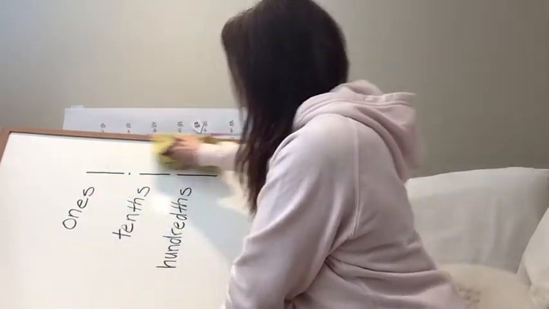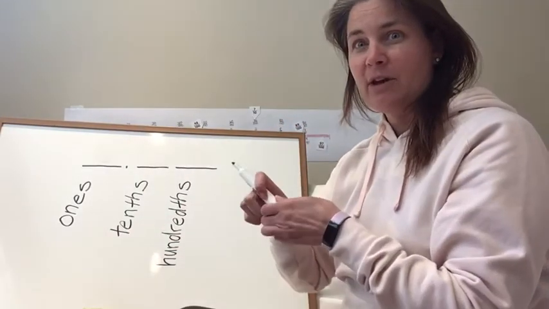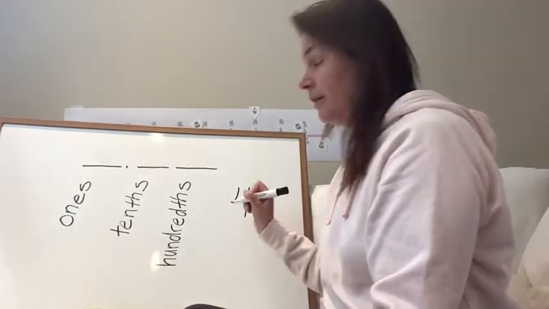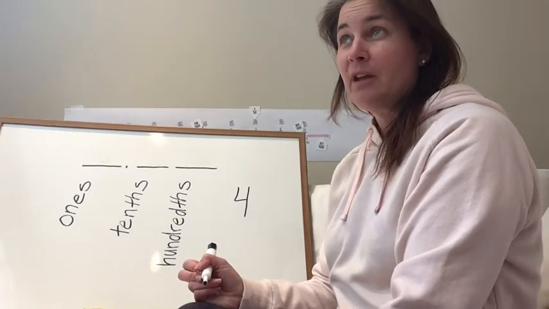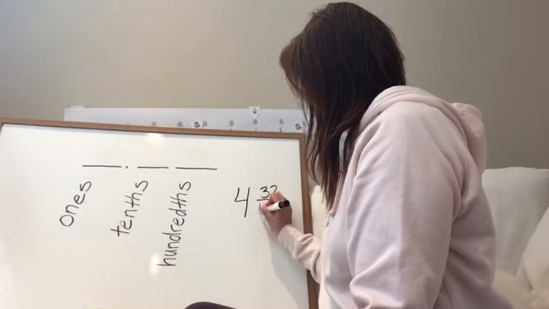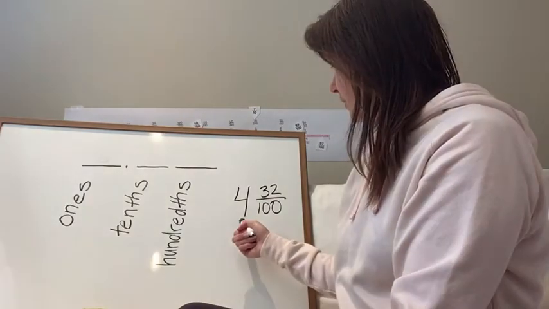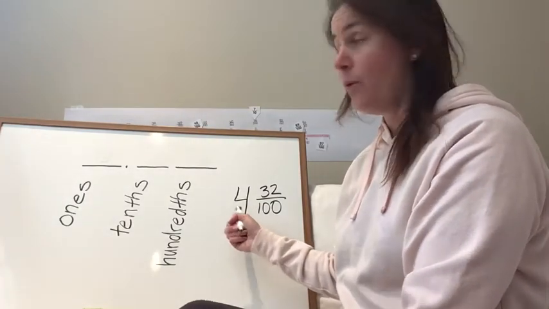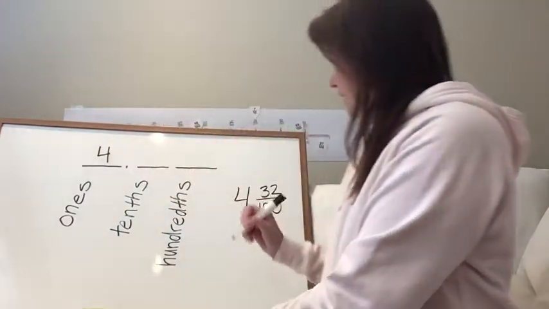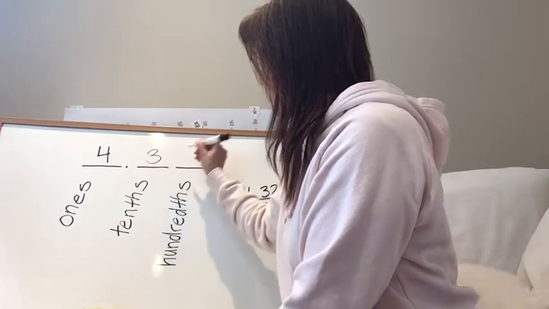Okay, here we go. Our new number we're going to write? We're going to write 4, which is going to be our whole number, and we'll say 32 hundredths. Okay, so now we have a whole number as our ones. So this 4 is going to go in the ones. And then we have 32 hundredths. So we have 3 tenths with 2 hundredths.